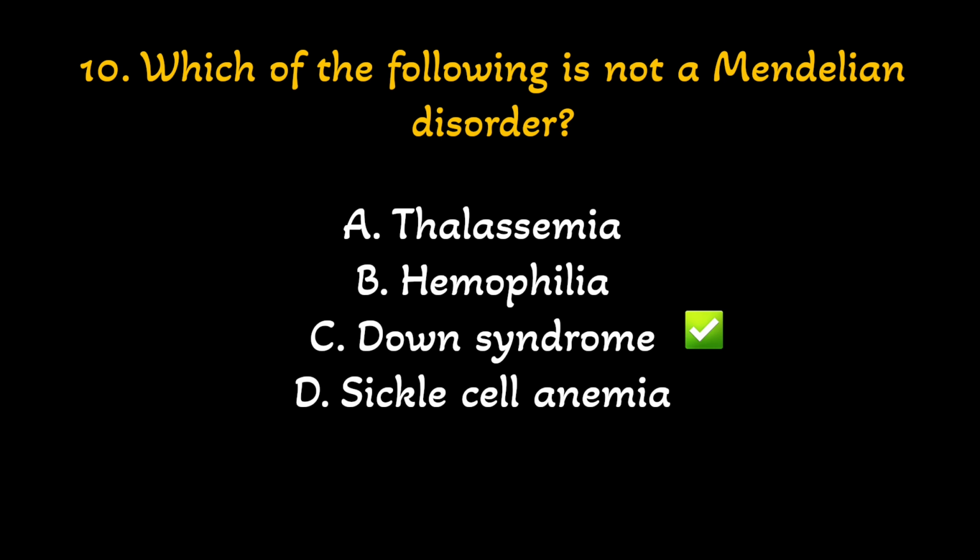The correct answer is, student, option C, that is Down syndrome. And why? Because Mendelian disorders are caused by mutations in single genes. Down syndrome is a chromosomal disorder due to trisomy 21, not a gene mutation. So it does not follow Mendelian inheritance.